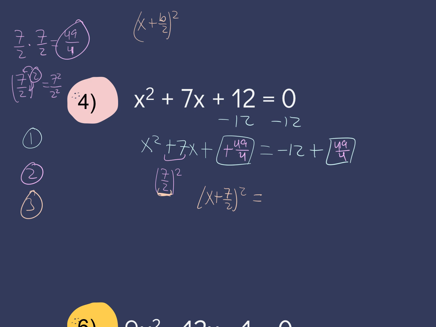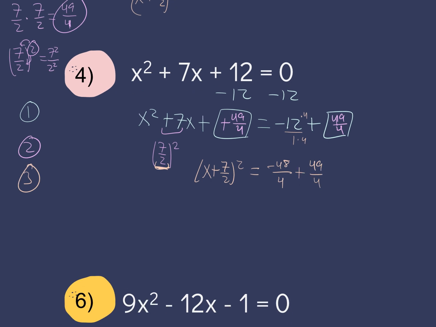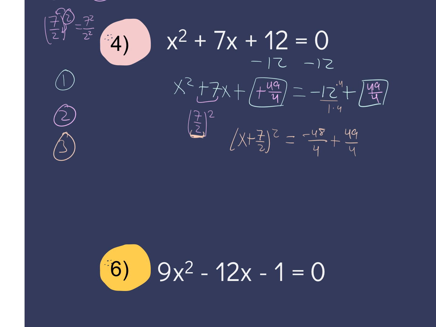-12 plus 49 over 4. Let's go ahead and add that now, just to get it out of the way. And now to add fractions and whole numbers, you want to make sure they have the same denominator. So let's put it over 1. And then let's multiply the top and the bottom by 4. So we should get negative 48 over 4 plus 49 over 4. So then this should become, I'll write it down here, x plus 7 over 2 squared equals, and negative 48 plus 49 is just going to get you a positive 1 over 4.